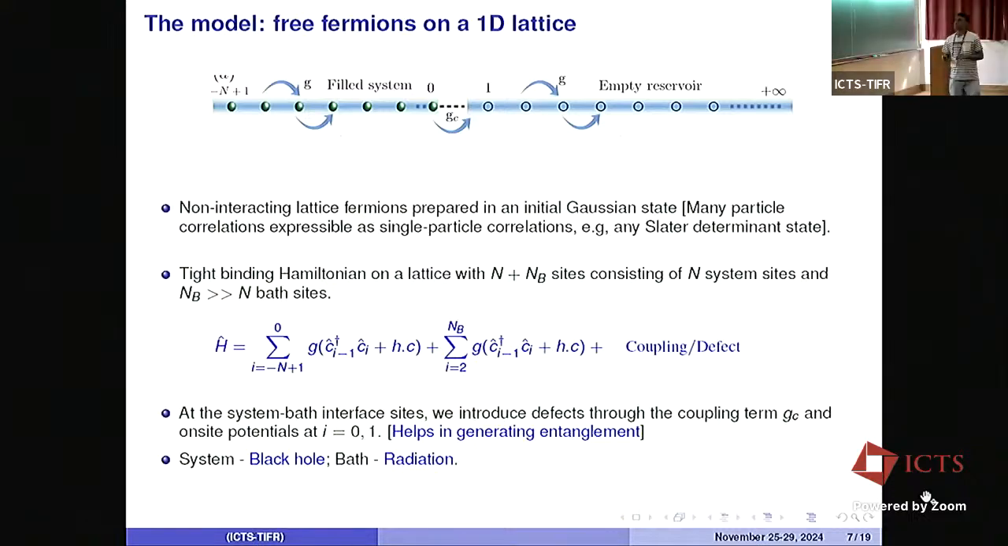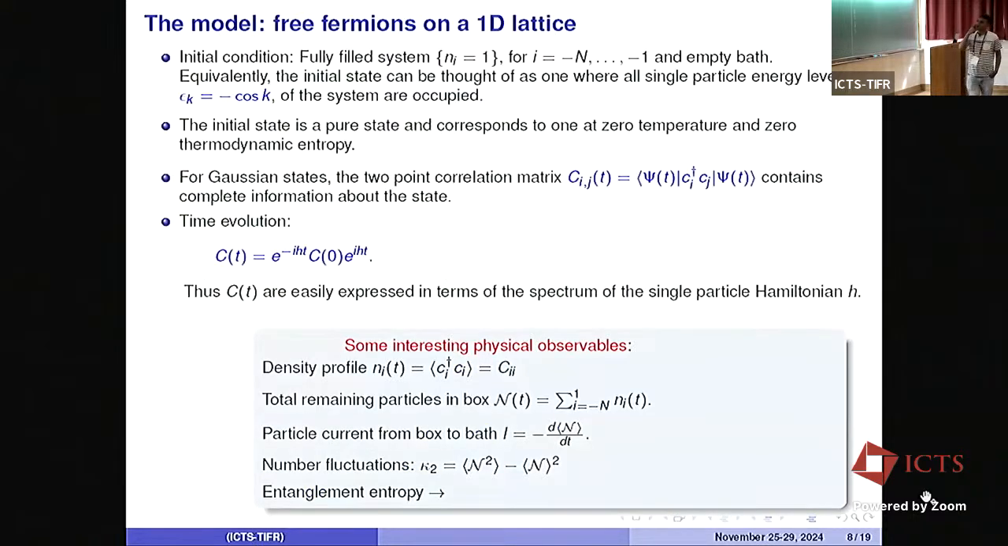Yeah. And without the defect, you have to go beyond semi-classical hydrodynamics to capture the entanglement and so on. So this, I already said that the initial condition is that all sites are empty. Equivalently, I can just think of all states up to the Fermi level as occupied. So this corresponds to zero temperature and zero thermodynamic entropy.